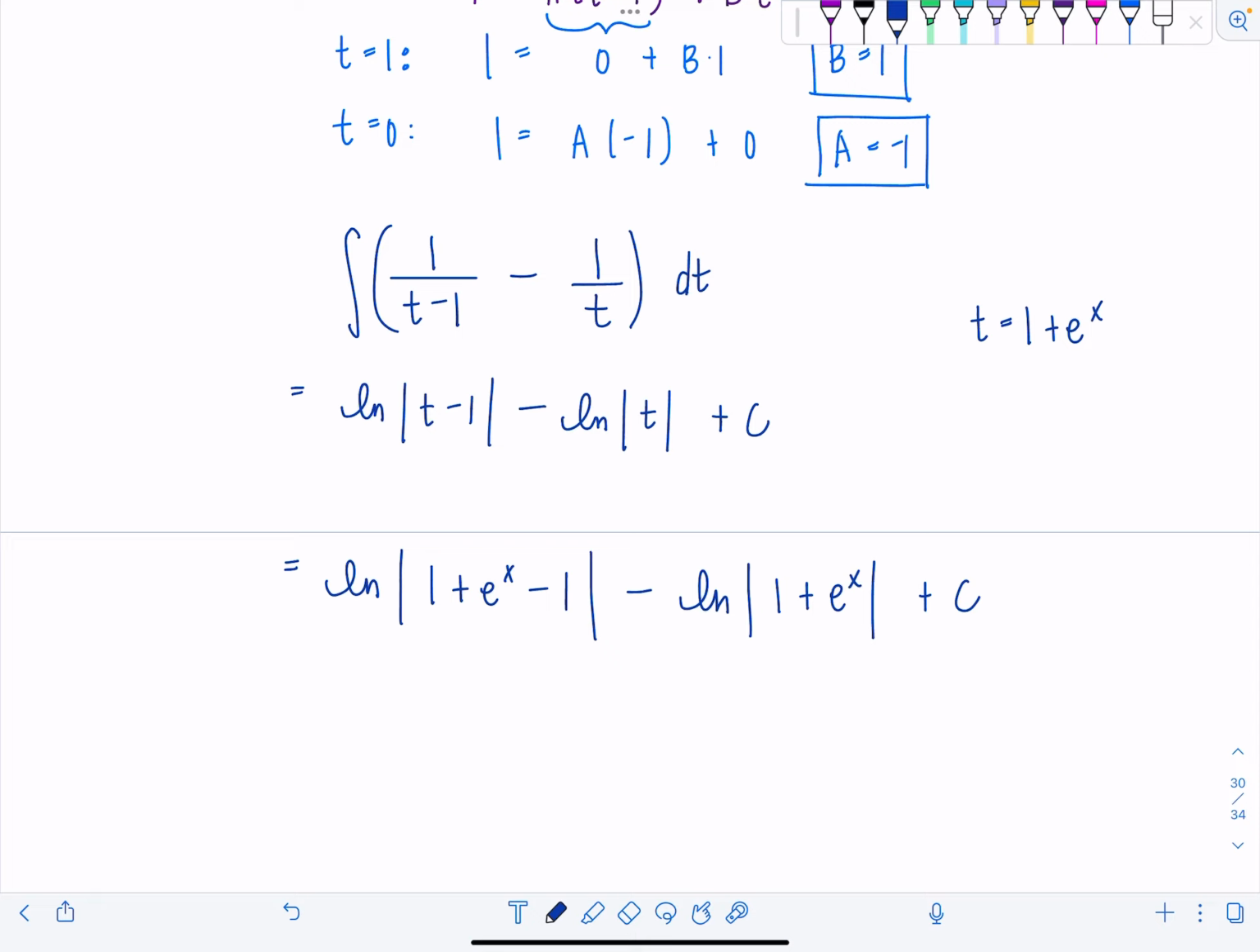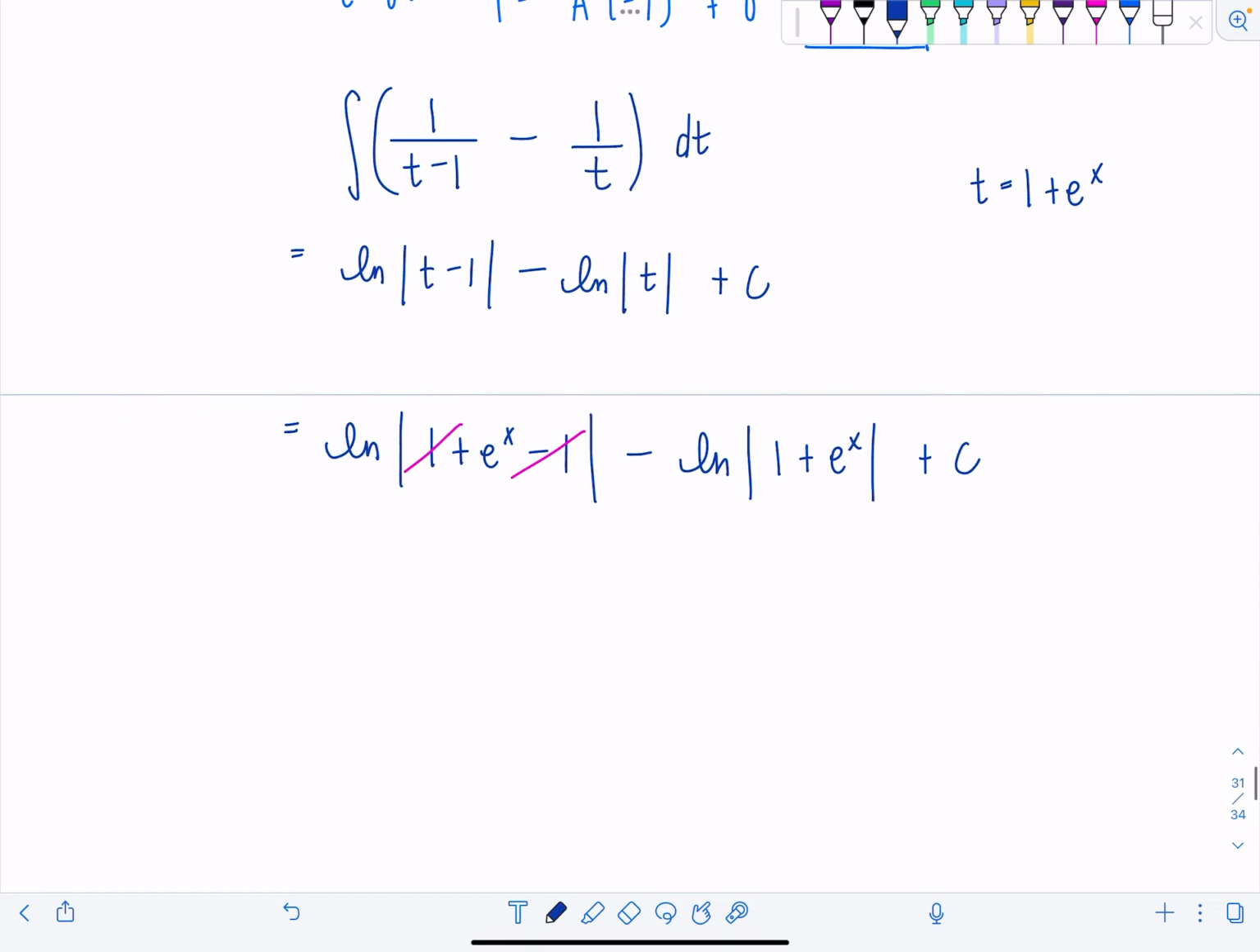Ooh, look at this first term. So cute. The ones cancel out. I have natural log of the absolute value of e to the x. I don't need that absolute value. You remember the graph of e to the x? It's never negative. So we just have ln of e to the x minus, also here, ln of 1 plus e to the x. Then for sure, no chance it's going to be negative. Plus c.